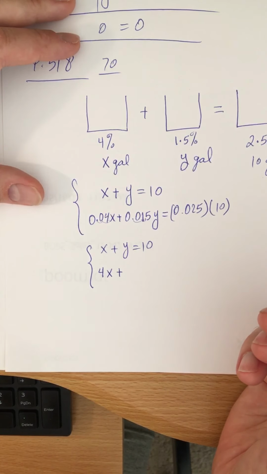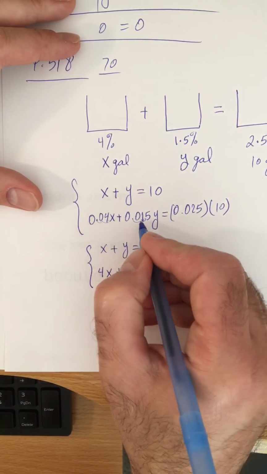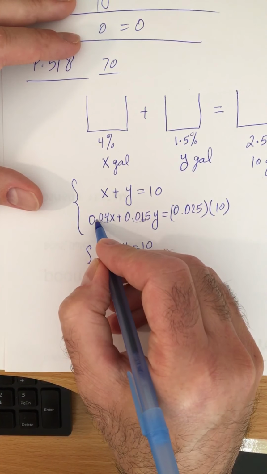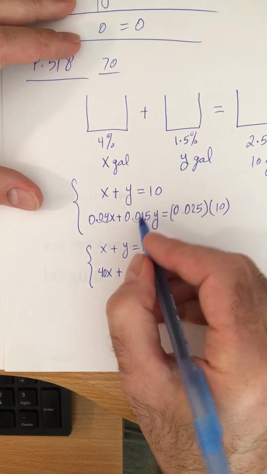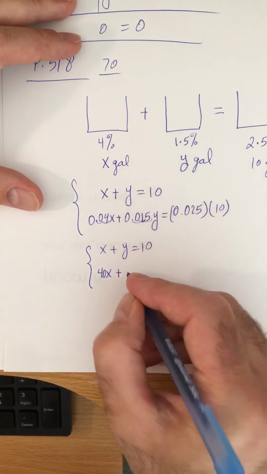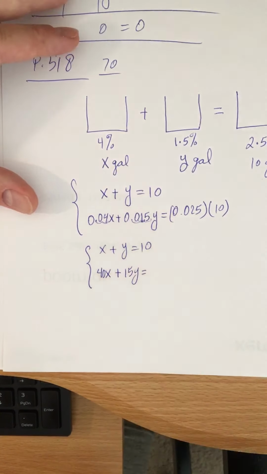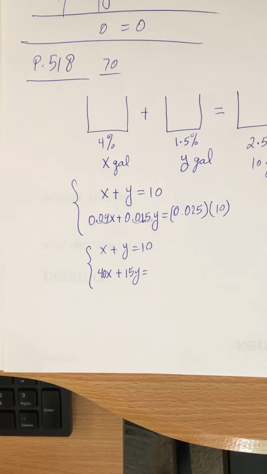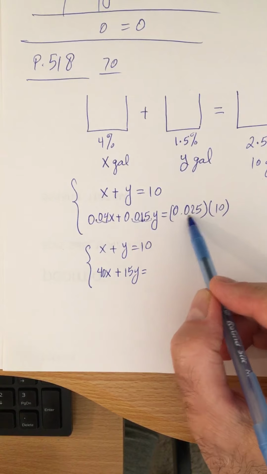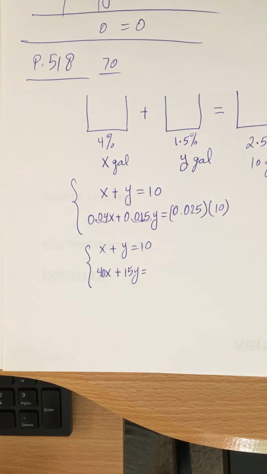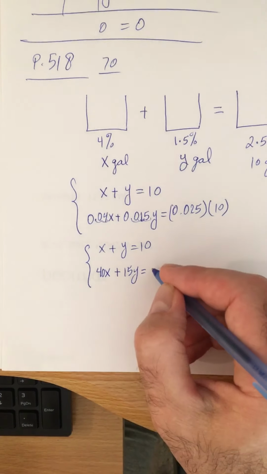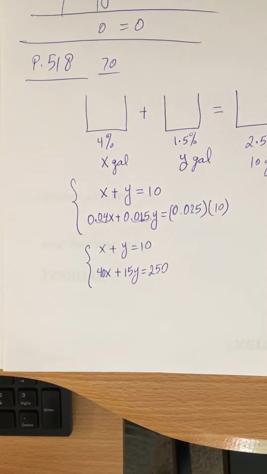Actually, let me multiply it by 1,000, so I don't have to work with decimals at all. So that's 40x, and that's 15y. And what is 0.025 times 10? It has 1 zero, so it moves 1 space. But if I multiply that by 1,000, I will get 250. There's my system. Voila.